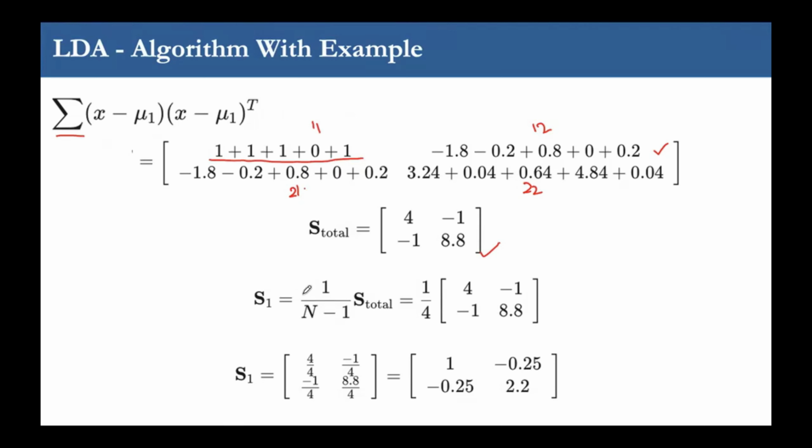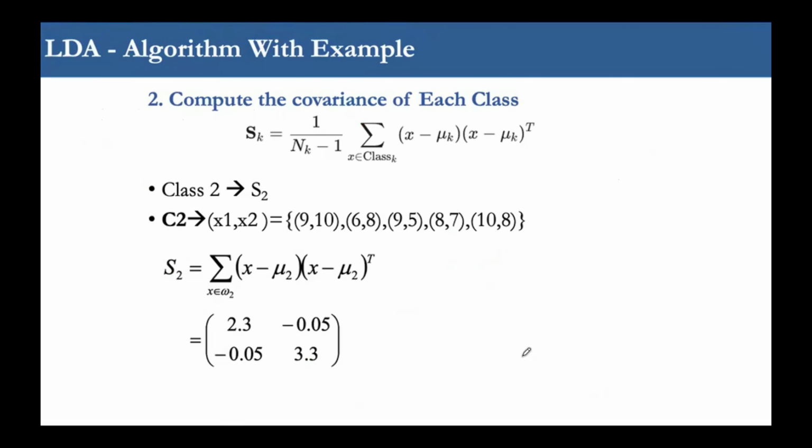Now we need to multiply by 1 by n minus 1. We have 5 data points in total, and 5 minus 1 is 4. So it is 1 by 4 into S total. What is S total? This matrix. So we get S1 as 4 divided by 4, minus 1 divided by 4, and so on. So this is S1. Similarly, we need to find S2. How do we compute S2? The same method is followed, and we get S2. With this, the second step is over.